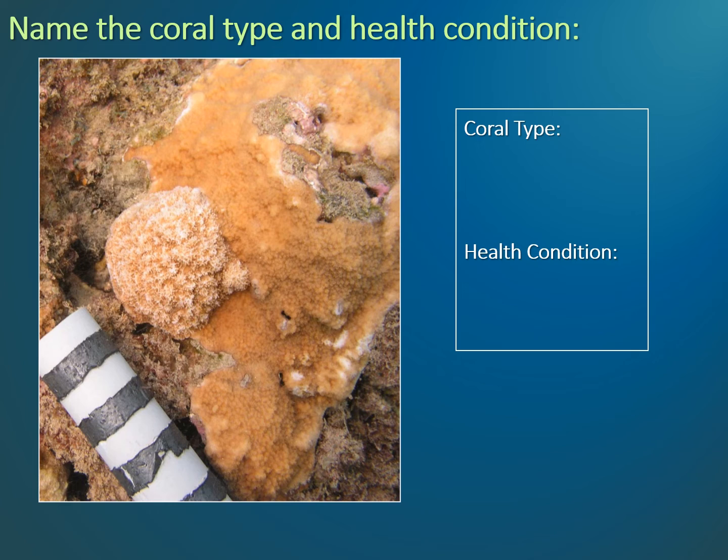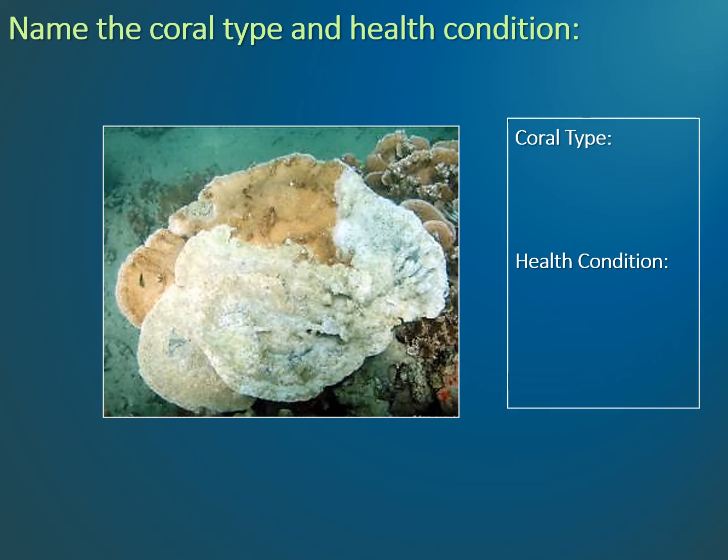Okay, what about this one? What is the coral type and what is the health condition? In this case, the coral type is rice coral and the health condition is coral growth anomalies. Okay, what about this colony? What is the coral type and the health condition? If you said rice coral and progressive tissue loss disease, you're correct.